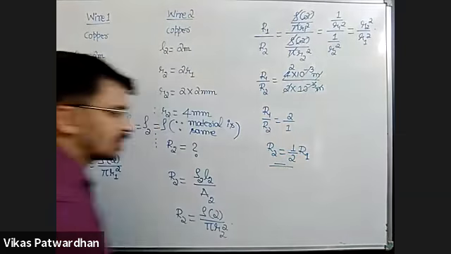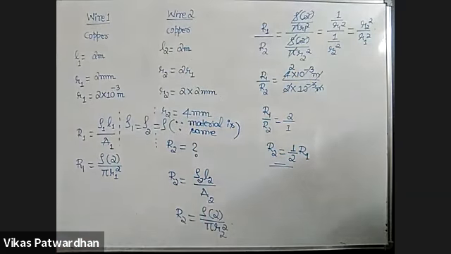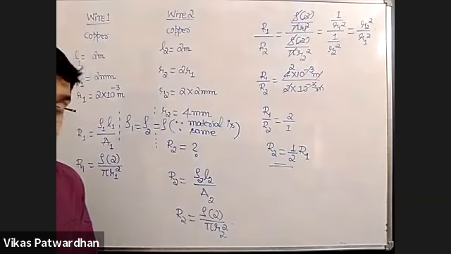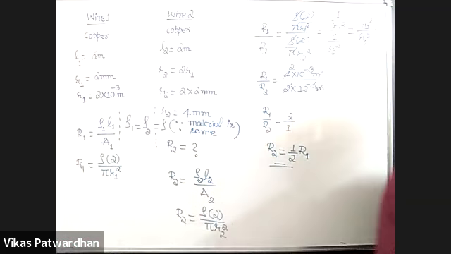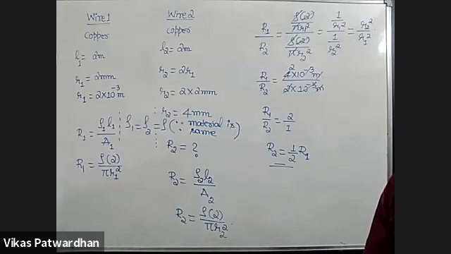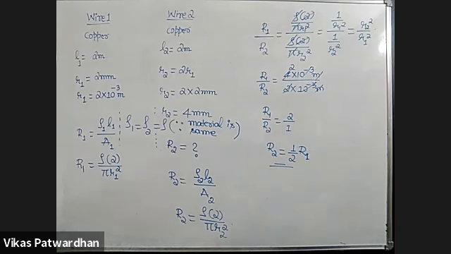This is your answer. Is that correct? R2 is equal to 1 by 2 times R1. And so the resistance of the second wire is less than the resistance of the first wire. Again, I repeat, the resistance of the second wire is less than the resistance of the first wire. Sir, how do you know? See, that's why I have half times R1. The resistance of the second wire is half times the resistance of the first wire. Is that correct? Yes, sir.